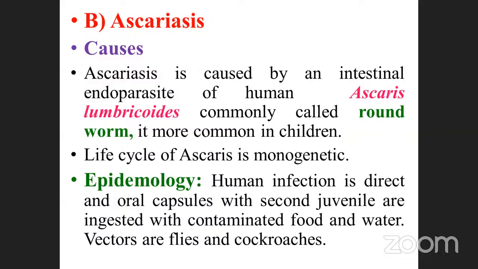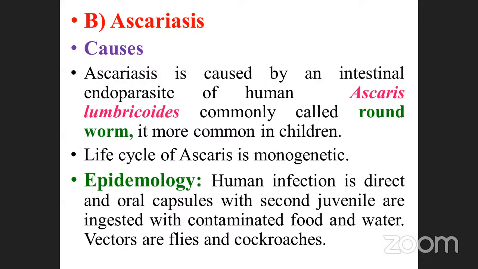Next one is the life cycle. The life cycle of Ascaris is monogenetic. Note it down. This is very, very important. Monogenetic. Okay, the life cycle of Ascaris is monogenetic. Next, epidemiology. How is it spread? The human infection is direct and oral, by ingesting second stage juveniles with contaminated food and water only. Second stage juveniles, you already know about it. We already studied the juvenile stage. What is the meaning of juvenile stage in a plant?